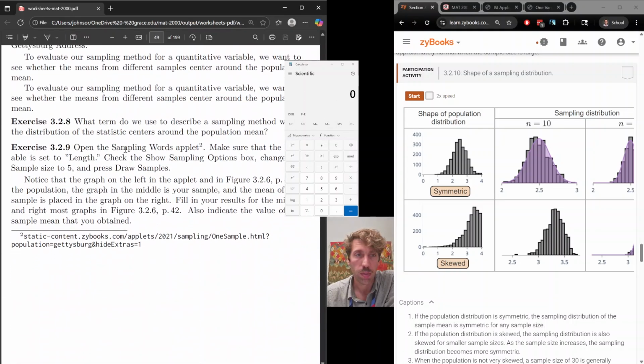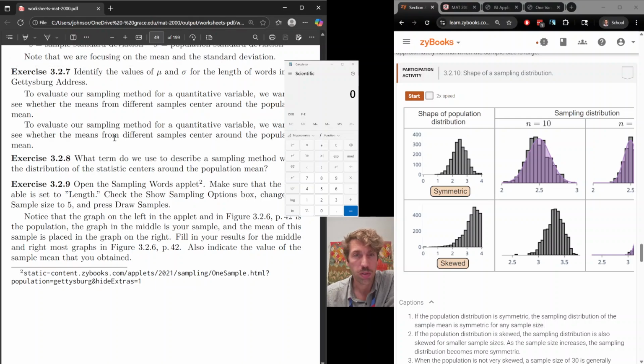And then for number 8, what term do we use to describe a sampling method where the distribution of the statistics centers around the population mean? Again, this is referring back to the last section, so it's kind of reviewing that idea. Open the sampling words applet, make sure the variable is set to length. Okay, we'll do that in the next video.